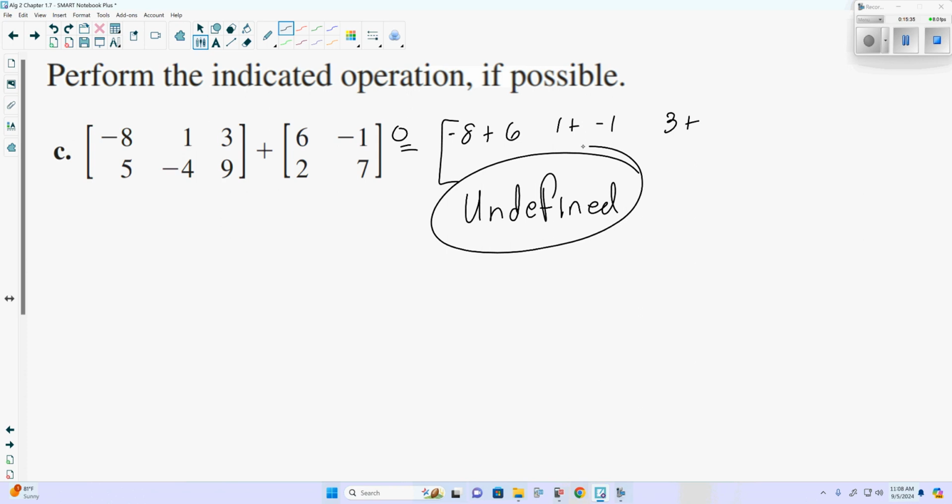This is our addition and subtraction. Scalar multiple is not with multiplication or addition and subtraction.